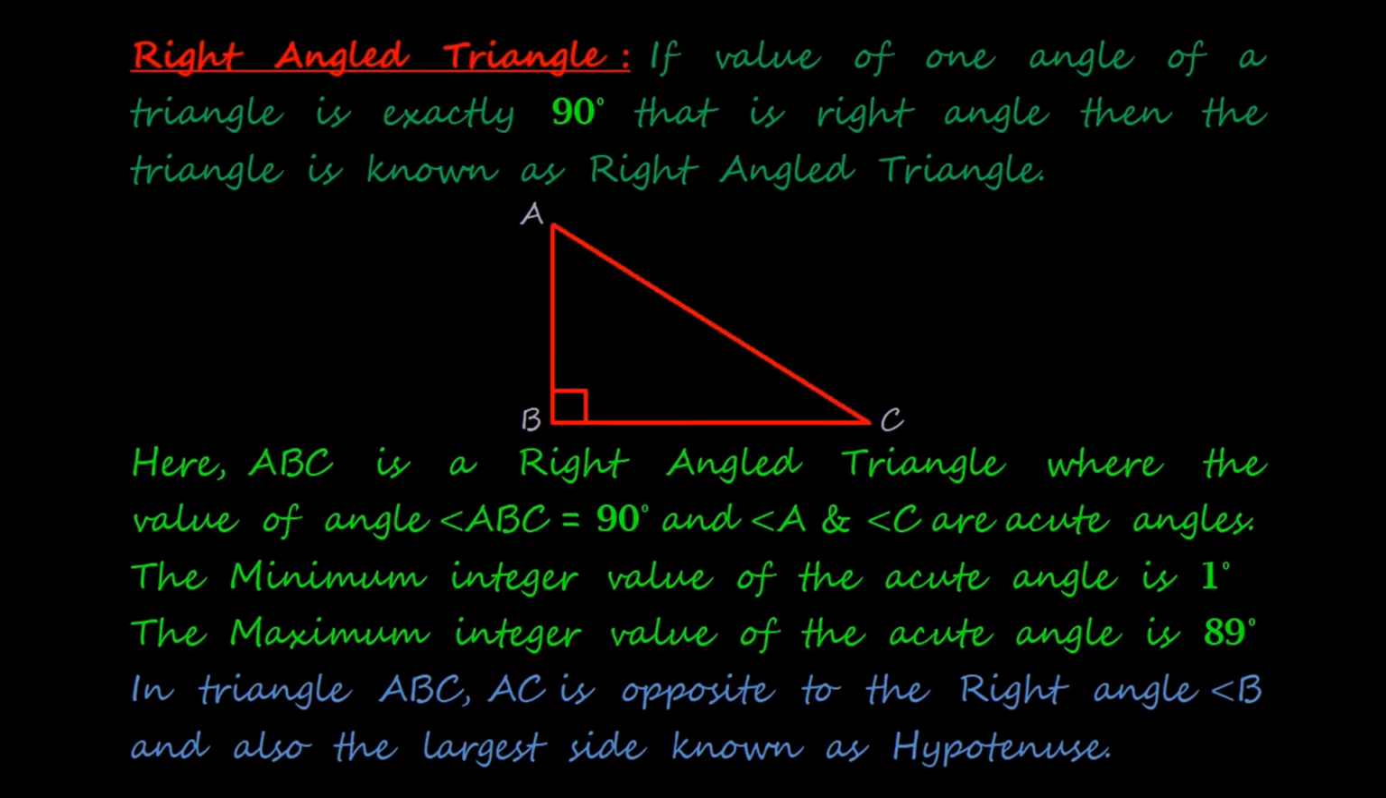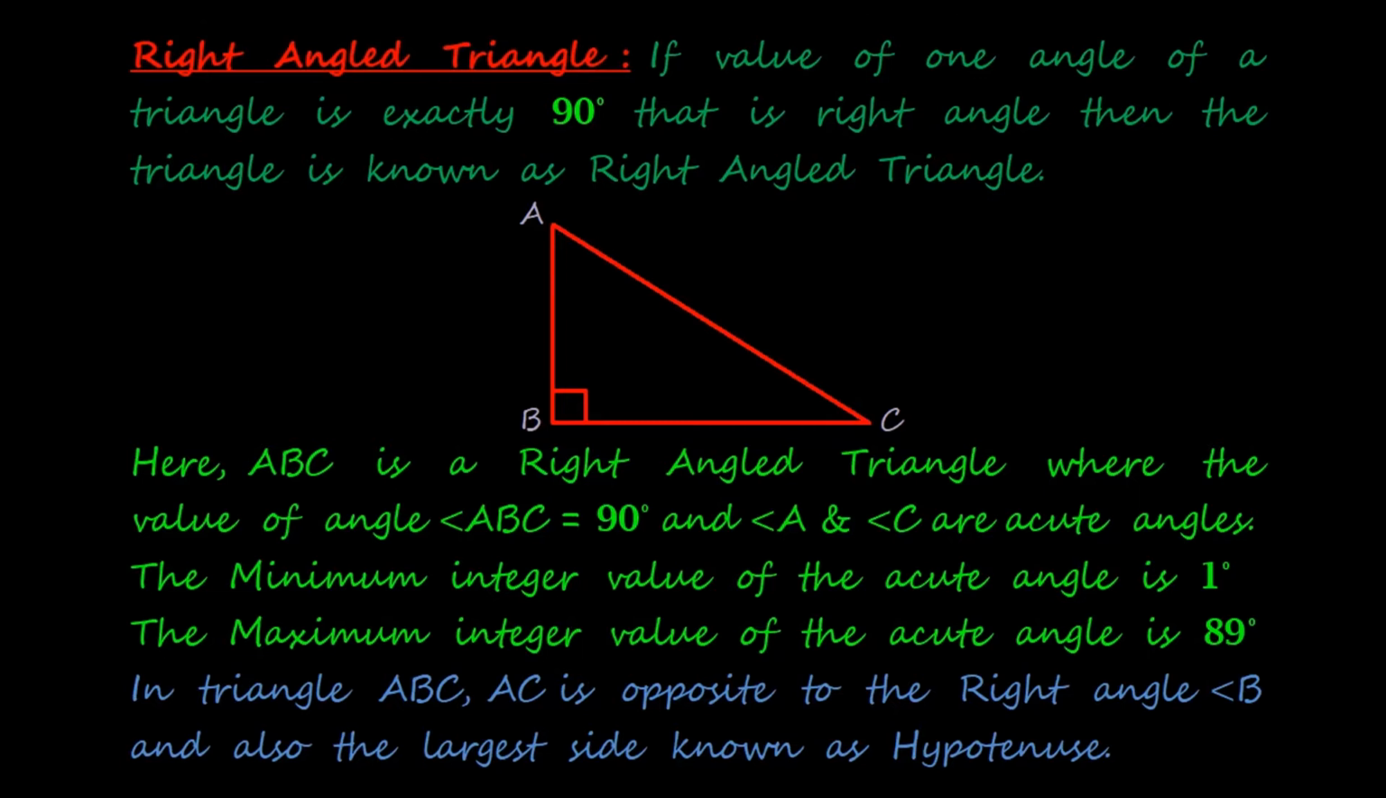In a right angled triangle, the other two angles must be acute angles. That means in this triangle ABC, the remaining two angles, angle A and angle C, are both less than 90 degrees. That means both of them are acute angles. The minimum integer value of the acute angle in a right angled triangle is 1 degree, and the maximum integer value of the acute angle in a right angled triangle is 89 degrees.